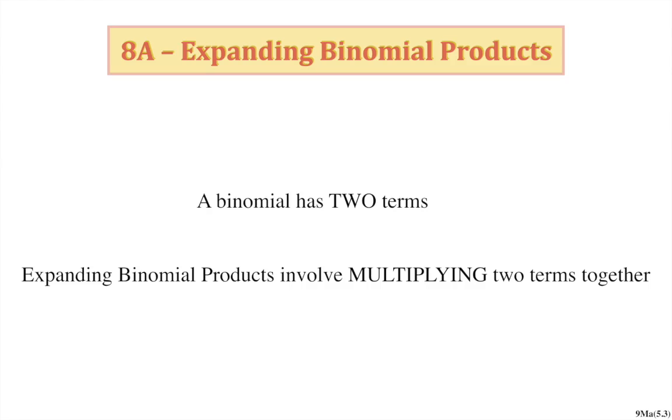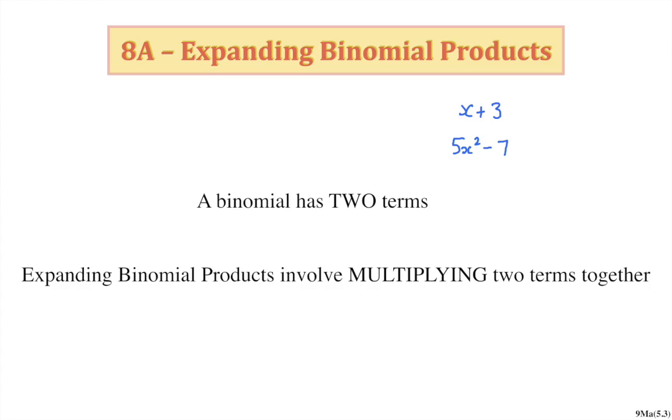Now, the things that we need to be careful of is first making sure we understand what binomials are. A binomial is made up of two terms. Here's an example. A binomial could be x plus 3. There's two terms. A binomial could be 5x squared minus 7.